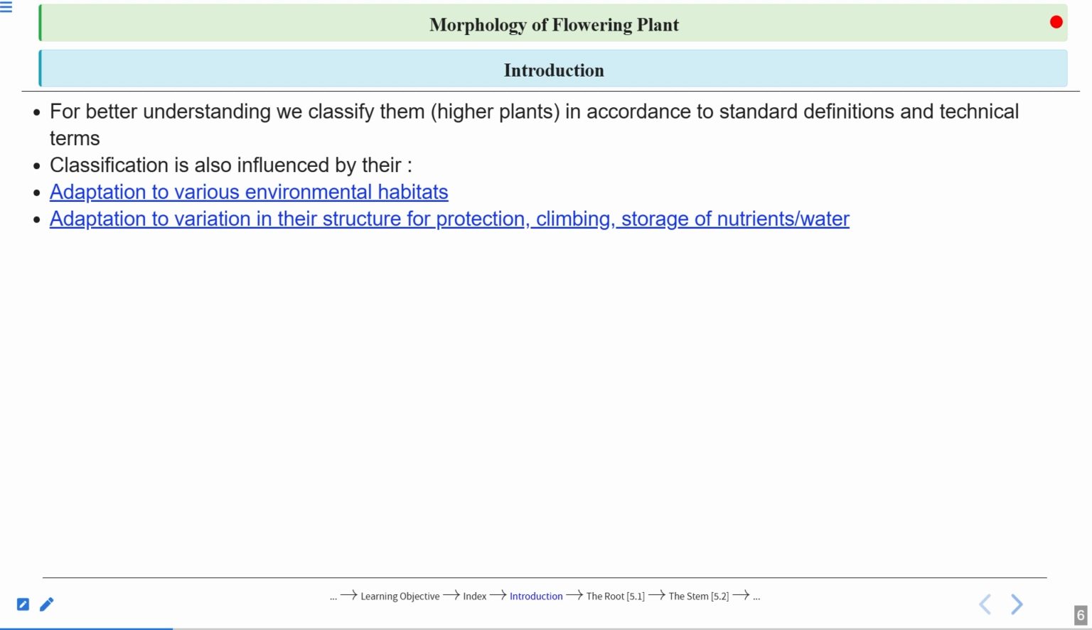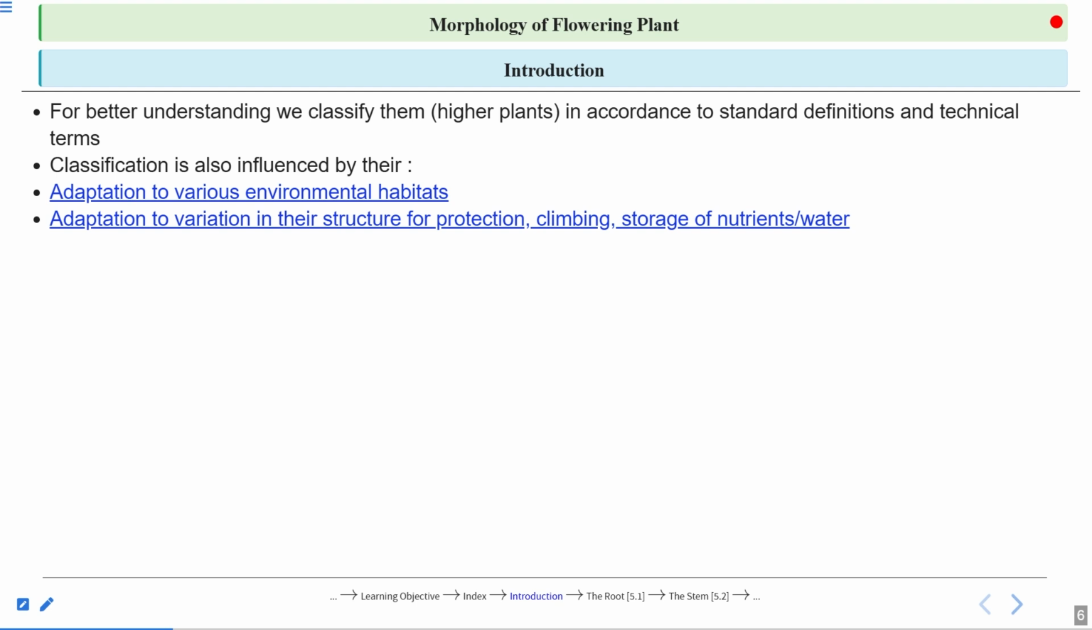Storage of nutrients and water. Every organism has a different storage. You eat fruits, you eat seeds, you eat roots, you eat stems. So different plants have their own storage organ, right? Like in the case of carrot and radish, the root is the storage organ. In the case of sugarcane, the stem is the storage organ.